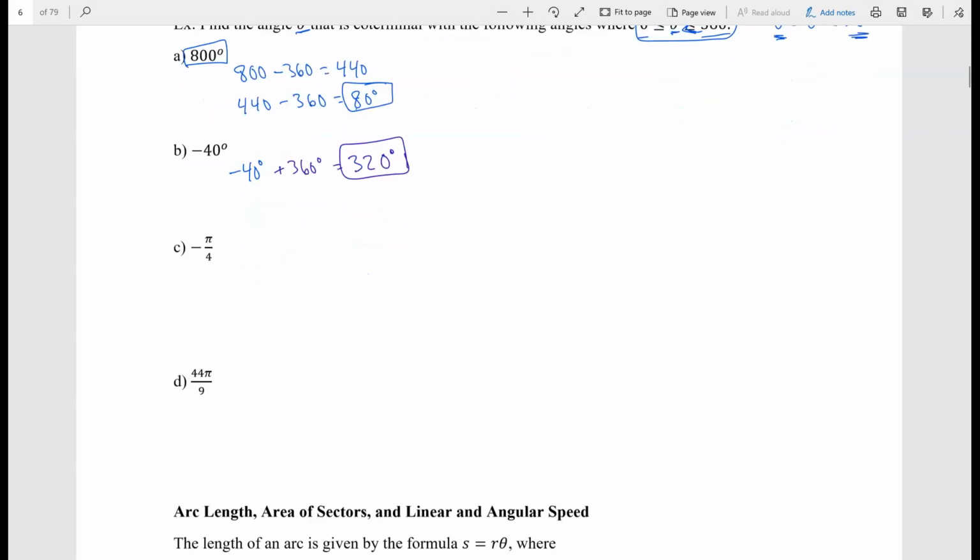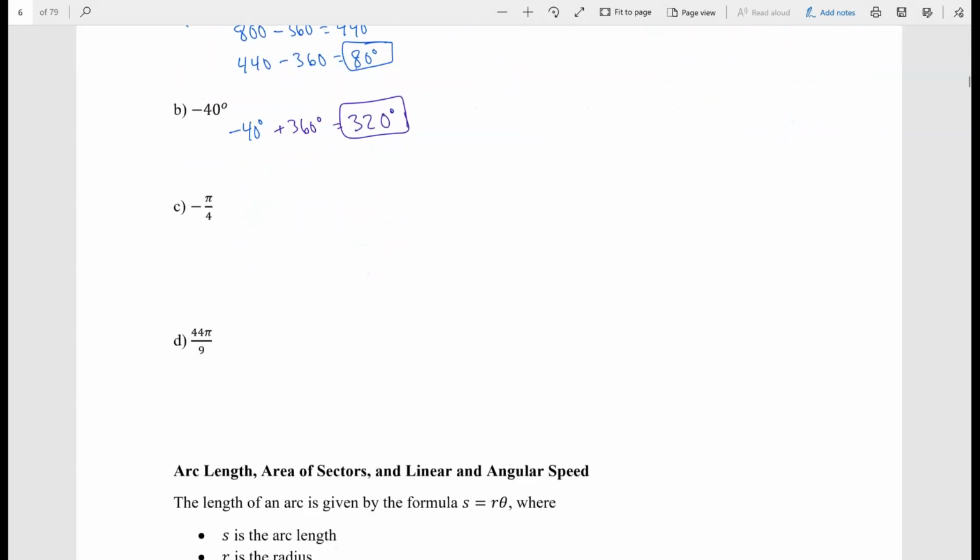All right, negative pi over 4. So now this guy is clearly in radians. So we're going to take negative pi over 4, and we're going to add 2 pi in this case. You can use your calculator and it'll give it to you the way that you want it. So you will actually end up getting 7 pi over 4.